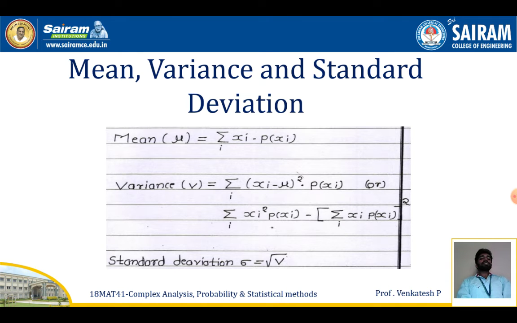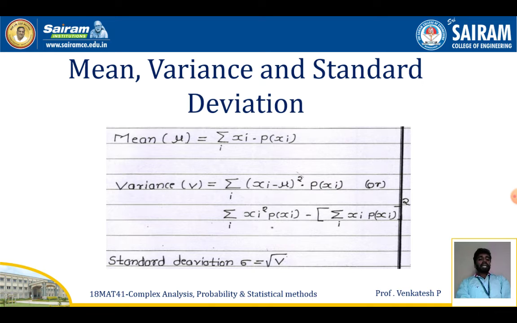Next we will see what the mean, variance and standard deviation are in the case of a discrete probability distribution. The mean is given by summation xi into p of xi. The variance V is given by summation xi minus mu whole square into p of xi, or we can take the formula as summation xi square into p of xi minus summation xi p of xi whole square, or also summation xi square p of xi minus mean square. And we already know the standard deviation is nothing but the square root of the variance.